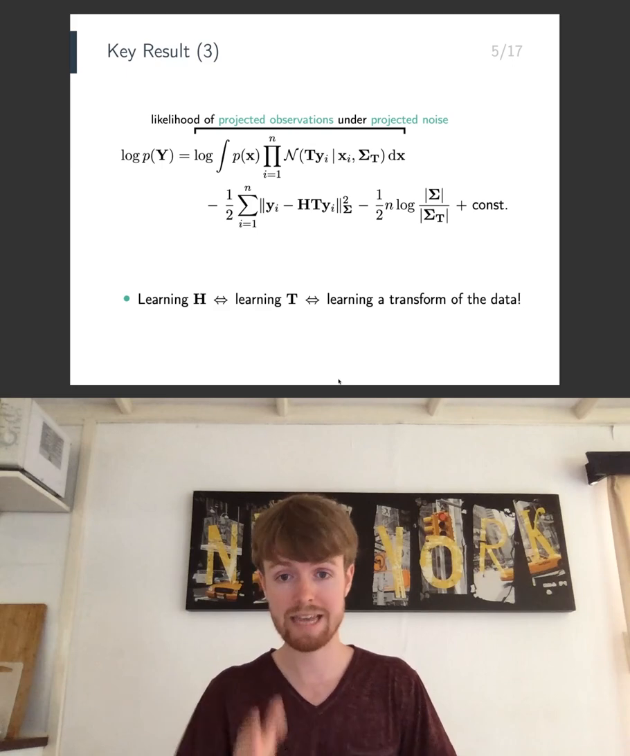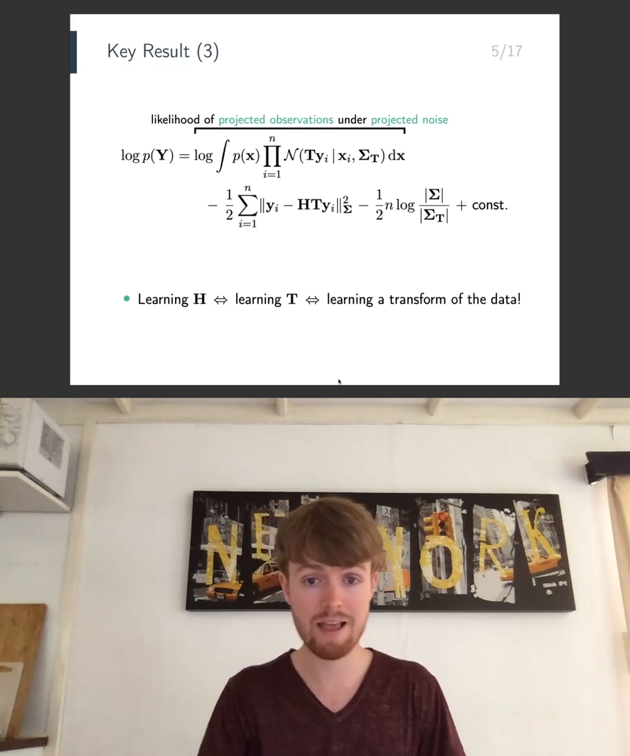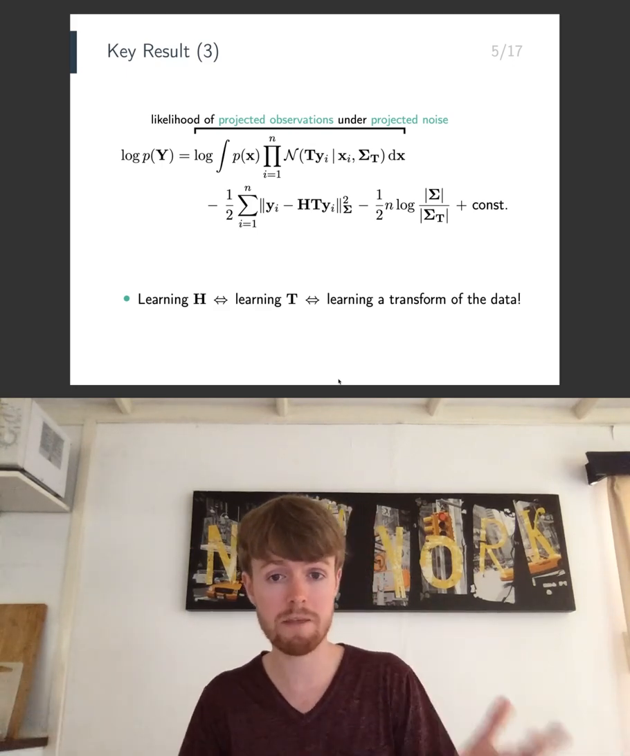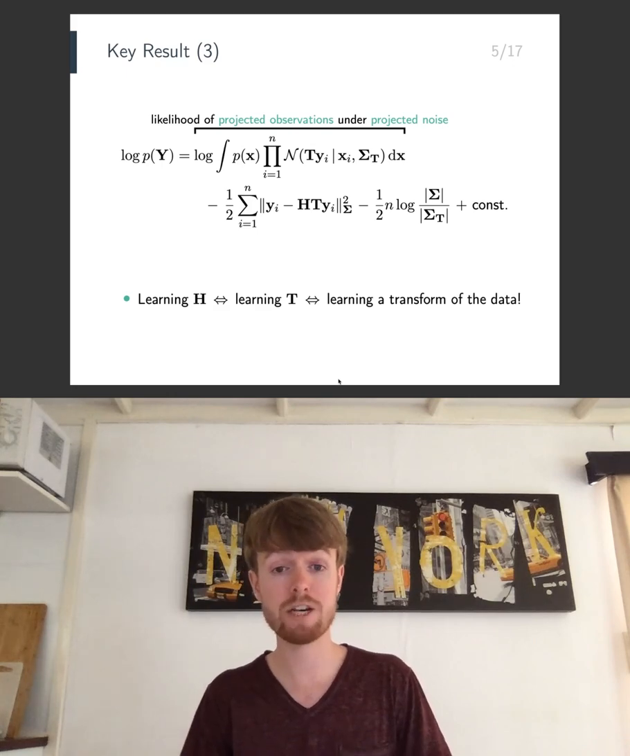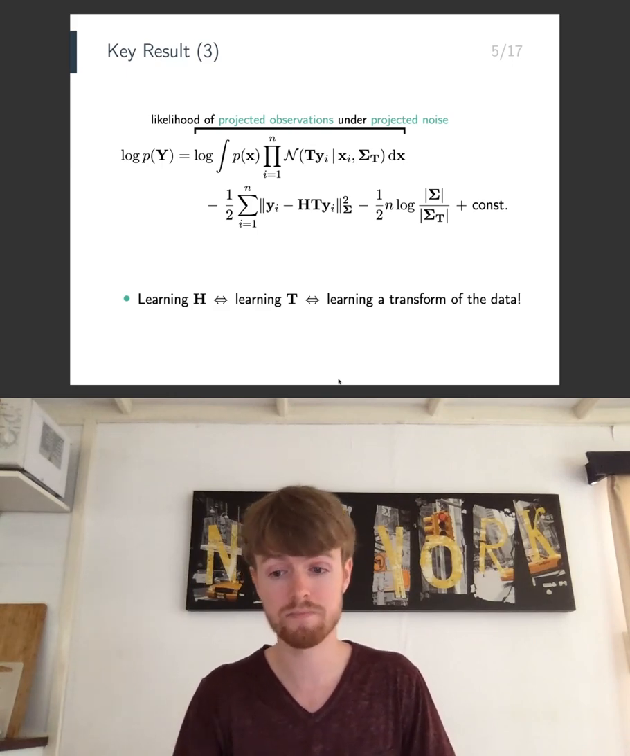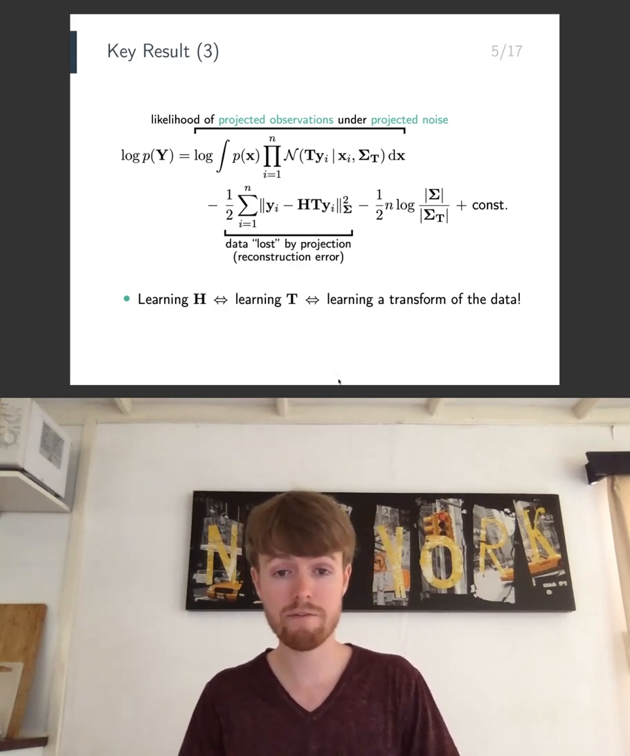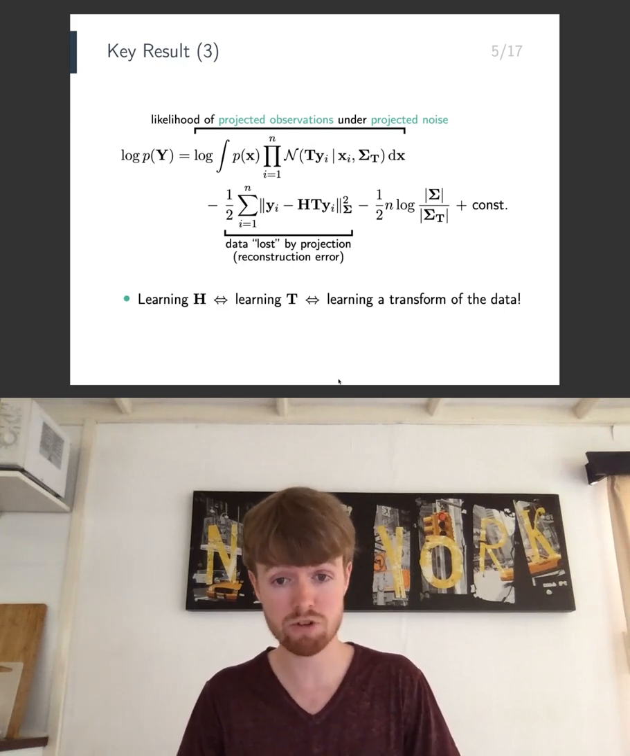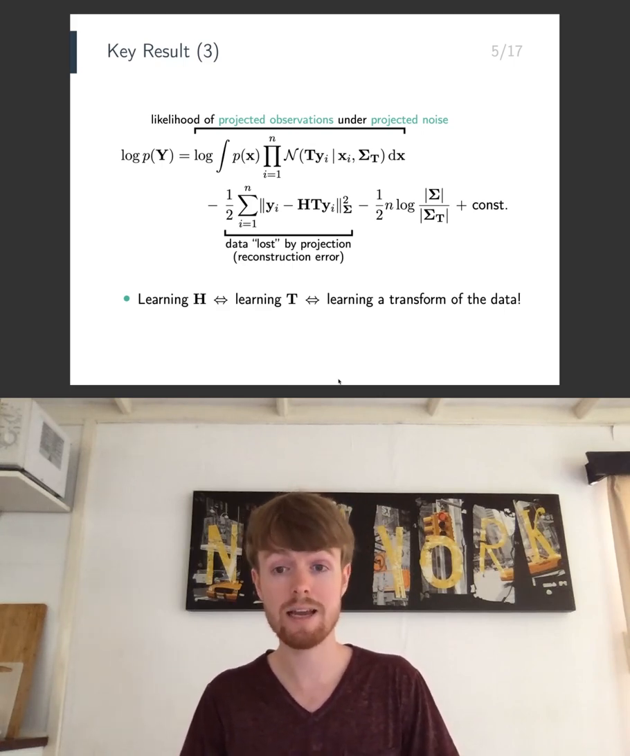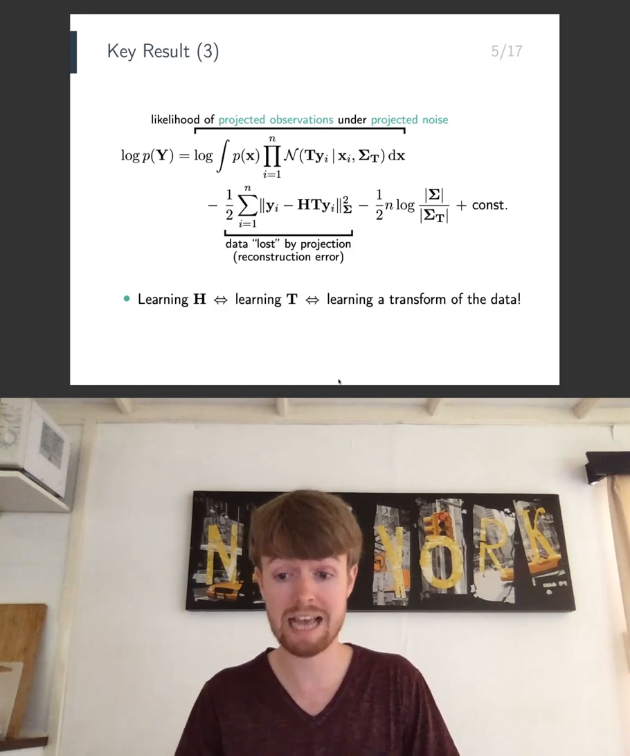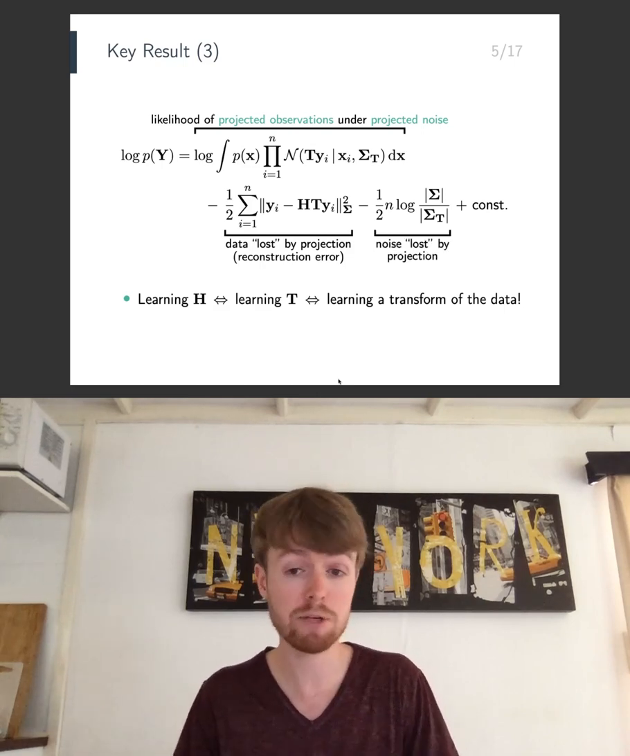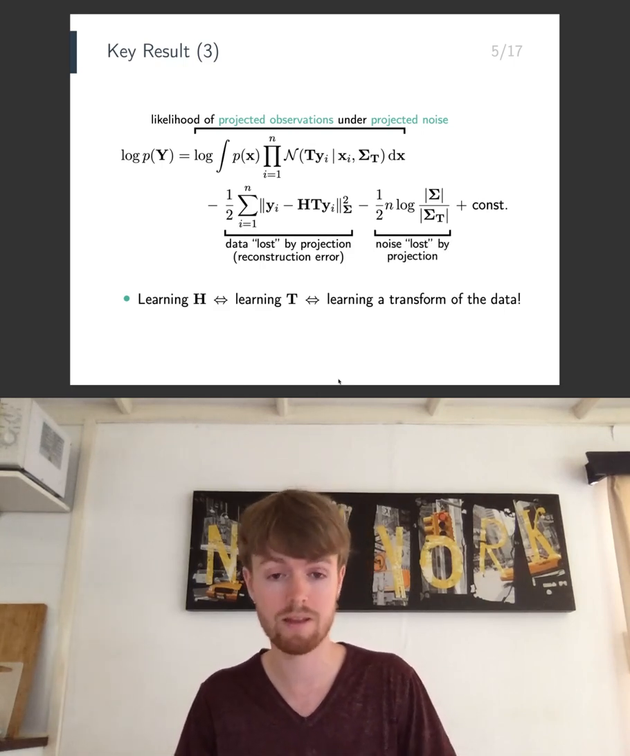Well, it's exactly this pathological situation that the remaining 2 terms mean to prevent. The first term takes an observation, projects it down, and then attempts to reconstruct it by passing it through the bases again. It then measures how much data is lost. The first term can therefore be interpreted as a sum of squared reconstruction errors. Similarly, the second term can be interpreted as a measure of how much noise is lost by the projection.